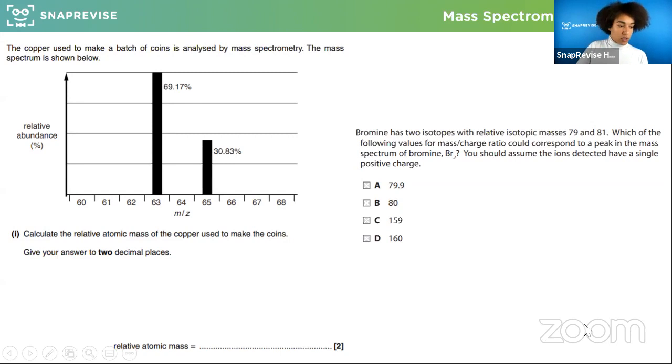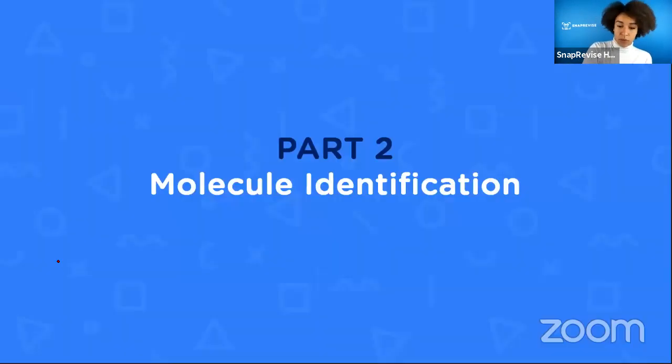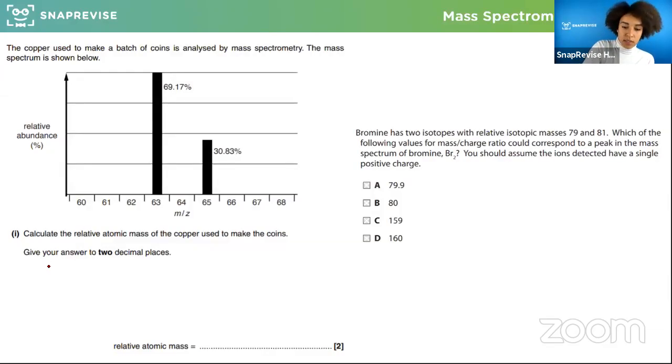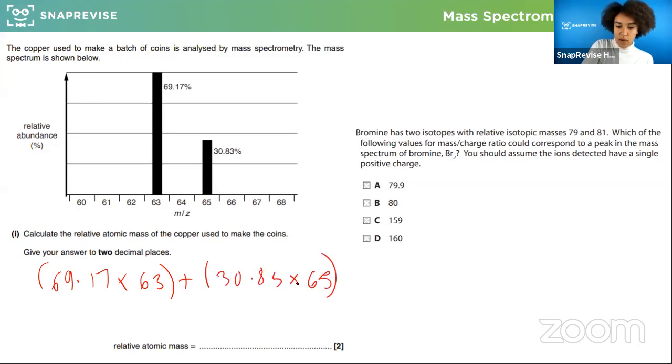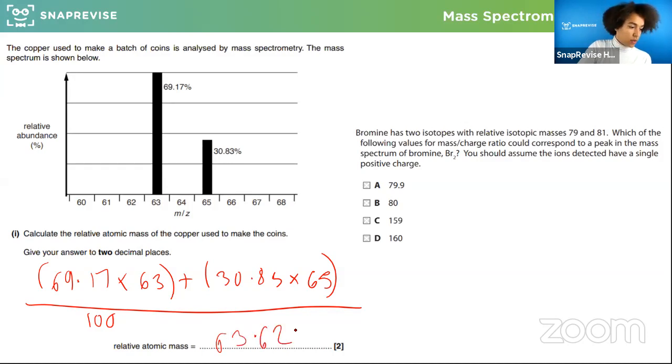So what I'm going to do is give you the working, because all of the people that said 63.62 were completely right. So this is the working you need to have put in to get all of your marks. It should be 69.17 times 63 plus 30.83 times 65, divided by 100. And that should give you 63.62.